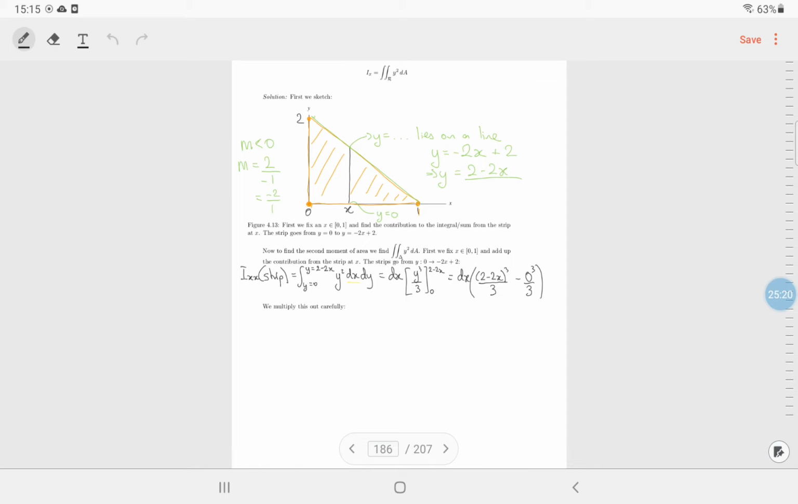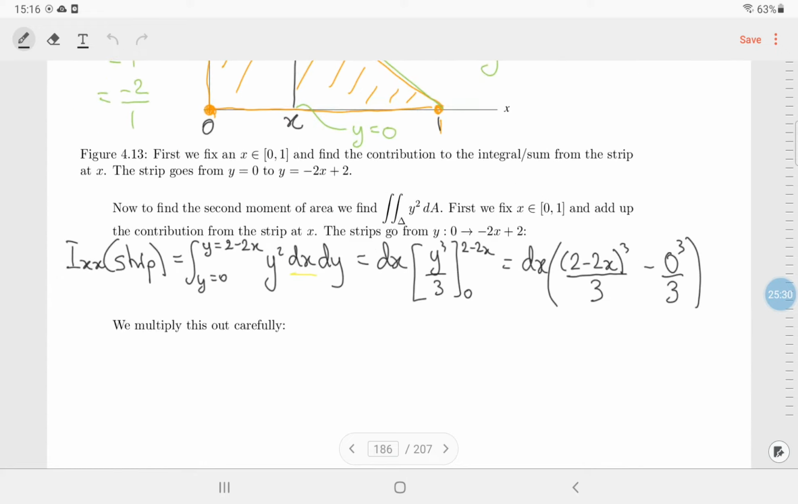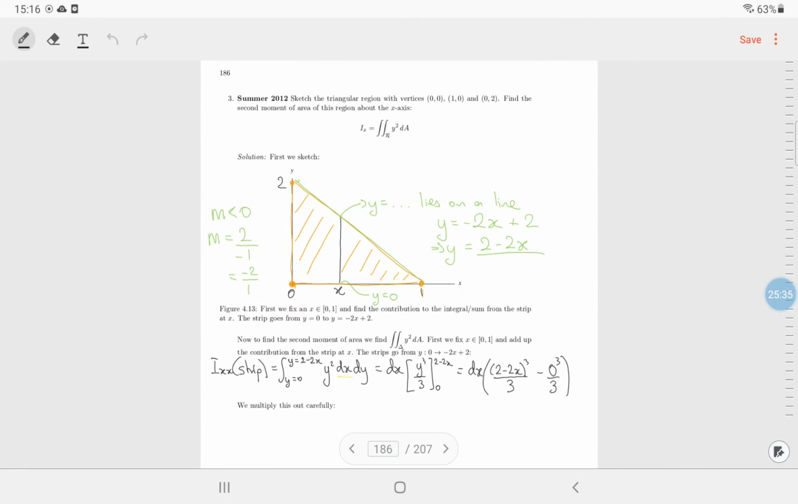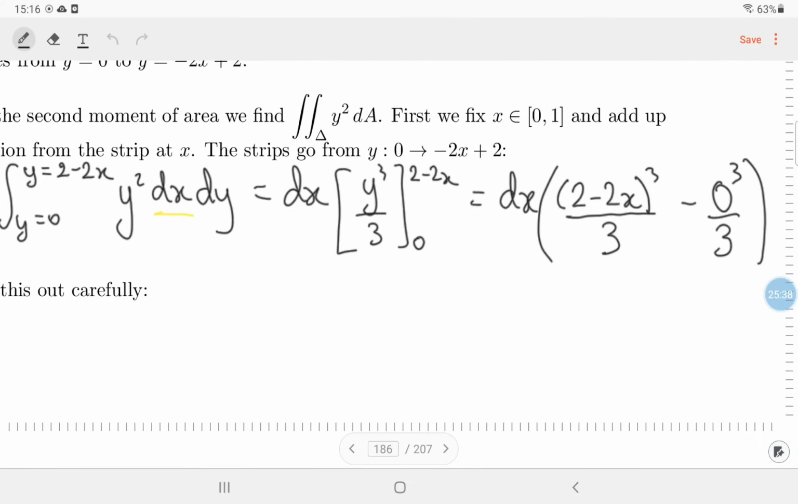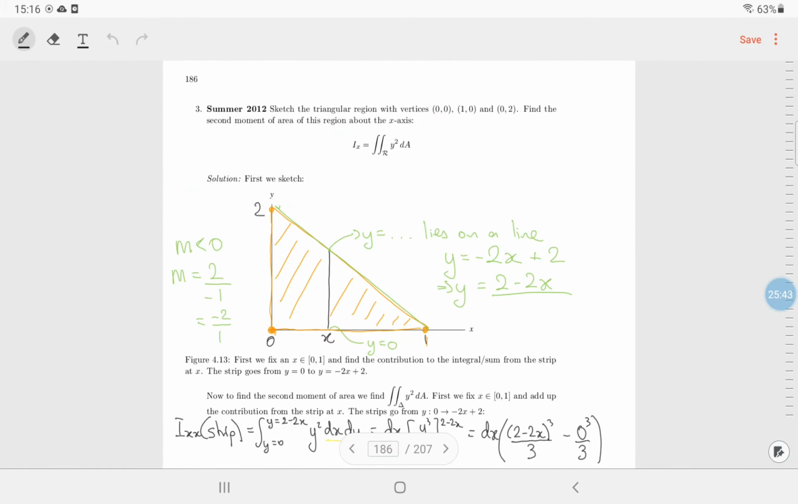Because this is the second moment of area of a strip, we need to add up the second moments of area of the strips from x equal to 0 up to x equal to 1. We need to integrate this thing here. Now I will say that there is a trick with this. The 3 here, dividing by 3, is a third. So basically what we're hoping to integrate is 1/3 times 2 minus 2x cubed dx. So this is what we're going to be doing on the next page.